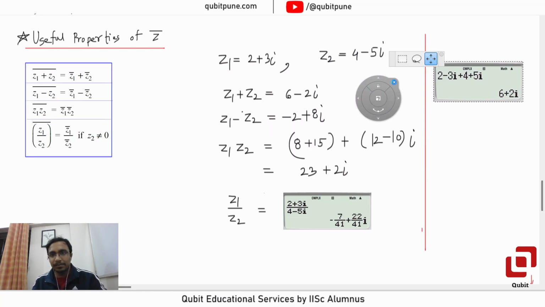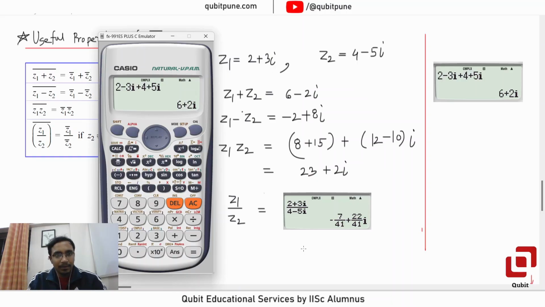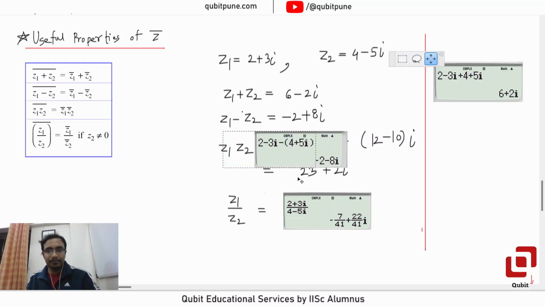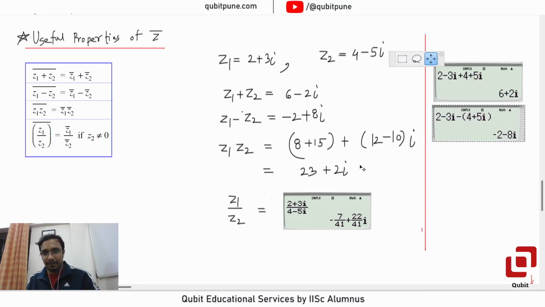Property number 2, let us subtract the complex conjugate of the second from that of the first. So what is the complex conjugate of second? That's 4 plus 5i, but I need to put a bracket here. And I'll subtract this first. 2 minus 3i, negative 2 minus 8i, so second property is verified.